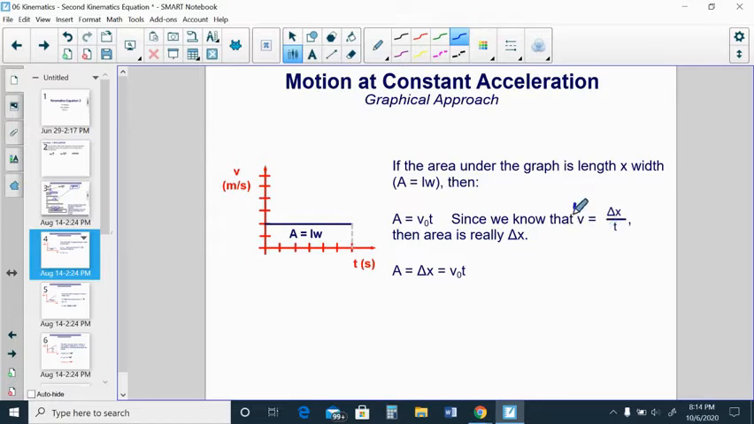Now, since we know that the velocity equation here, velocity is equal to displacement over time, when you rearrange that equation, displacement is equal to velocity times time. So, since area is equal to velocity times time, then area is equal to displacement. So when you calculate that area under a velocity time graph, that is giving you the displacement, since it is velocity times time, and velocity times time is change in displacement.